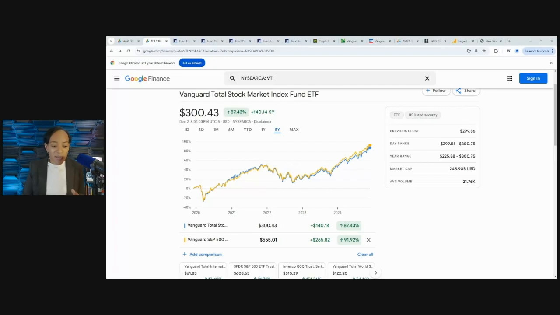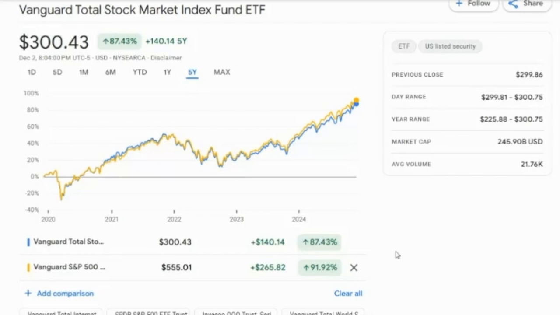Another way I like to make quick comparisons to different funds is just using Google Finance and putting in two ETFs. For example, here I have right now VTI and VOO on the 5-year, and you can see a comparison of the fund performance at a glance.